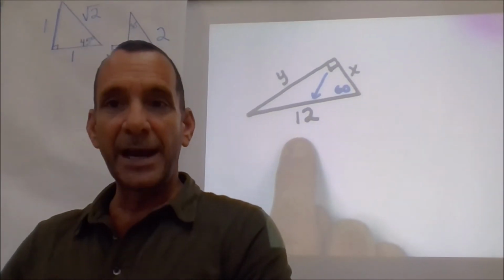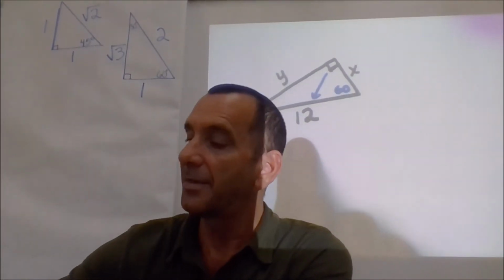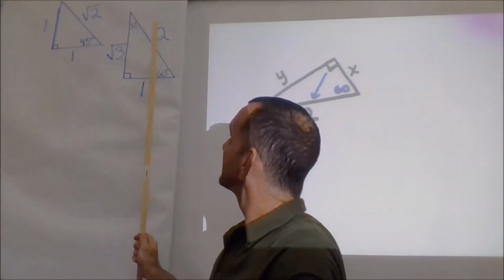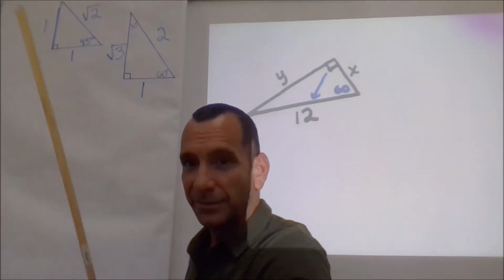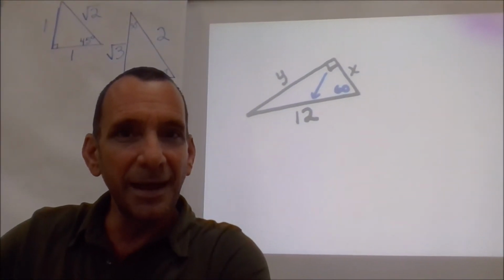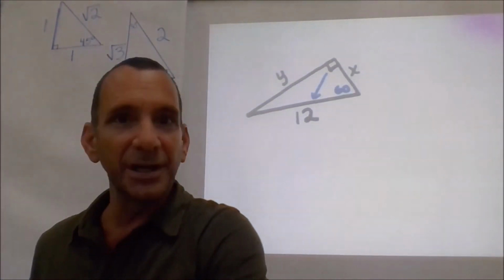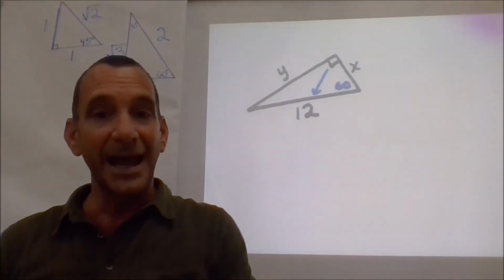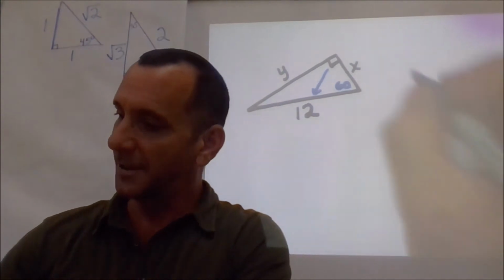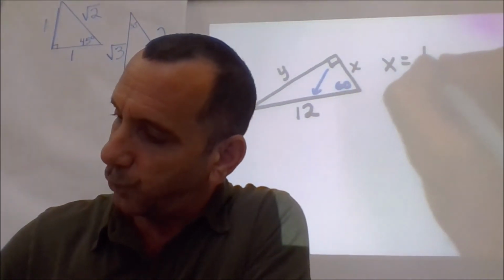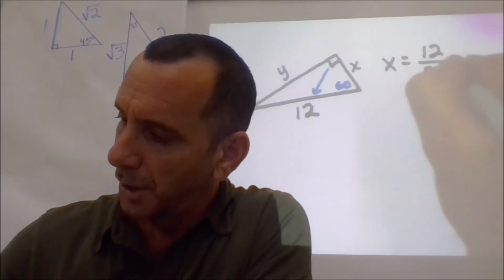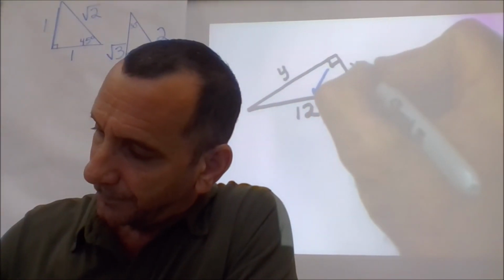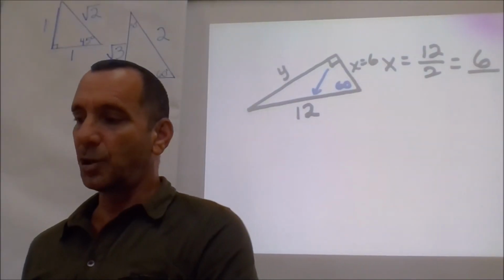So if we have a ratio and we know that the hypotenuse is double the size of the short leg, I can go right on over here and get the short leg length is half the length of the hypotenuse. So I've got x equals 12 over 2, which is 6. That was easy. X equals 6.